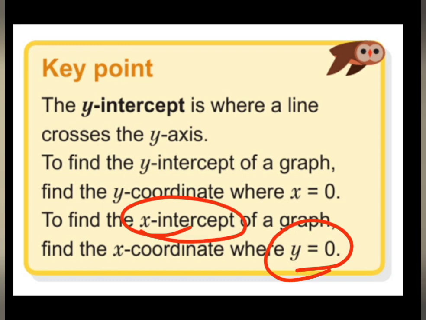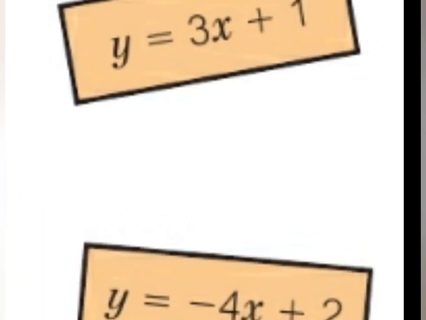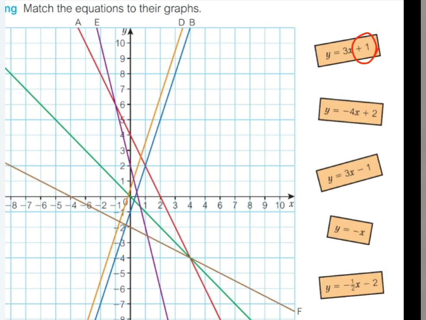Now, let's see some questions so we can understand the meaning of this key point. In this question, question 8, match the equations to their graphs. How do we know if the equation is the same as the line here? We have to find the y-intercept. Very good. And by finding the y-intercept, we look at the equation. We circle the y-intercept, for example, here, plus 1. And then we find it on the y-axis. This is the idea of finding the y-intercept.